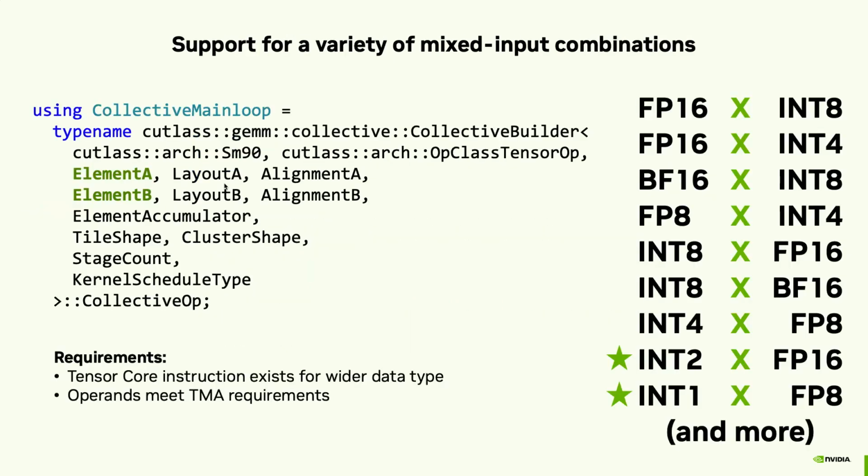Furthermore, CUTLASS's implementation of mixed input GEMM is generic. It allows for a wide range of narrow and wide data types to be used alongside one another. Either operand A or operand B can be of the narrow data type. All that's needed is that a tensor core instruction exists in the wider data type, and that operands continue to be well aligned for using TMA. This allows you to experiment with mixed input GEMM ranging from FP16 times int8 all the way down to multiplying a single bit, int1, times an FP8 operand.